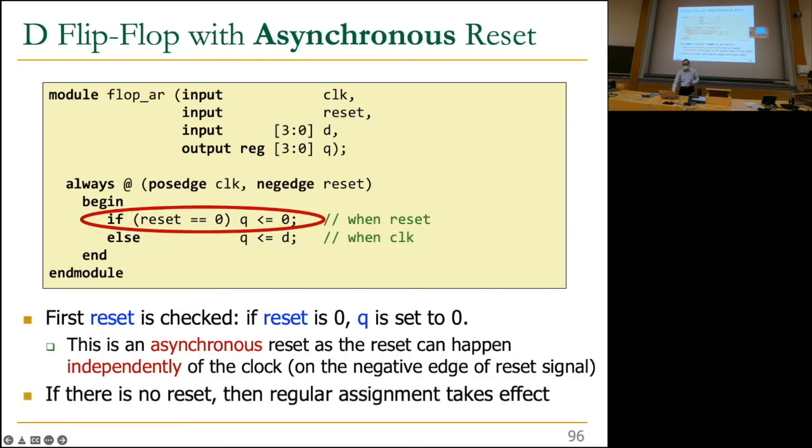If there's no reset, meaning if reset is not 0, then the regular assignment takes effect. If reset signal is not 0, that means you're executing the statement on the positive edge of the clock. So you're operating just like a regular D flip-flop without any reset that we have seen so far. Does this make sense? So now we have two signals that are triggering state transitions in a D flip-flop. One is to reset it. The other is to do the state changes whenever reset is not happening. Okay?